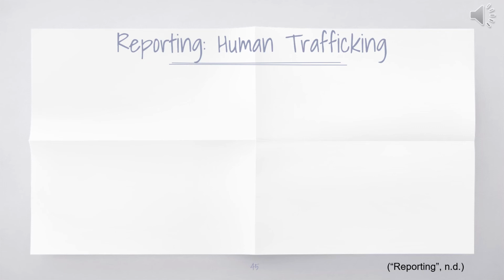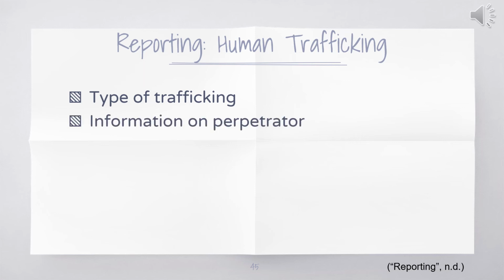The next topic is reporting human trafficking. You should describe what you know about the suspected trafficking of the child. What specific trafficking are you concerned about? Could it be sex trafficking or labor trafficking? Describe any information you have about the alleged perpetrator of the trafficking. What is the relationship to the child?